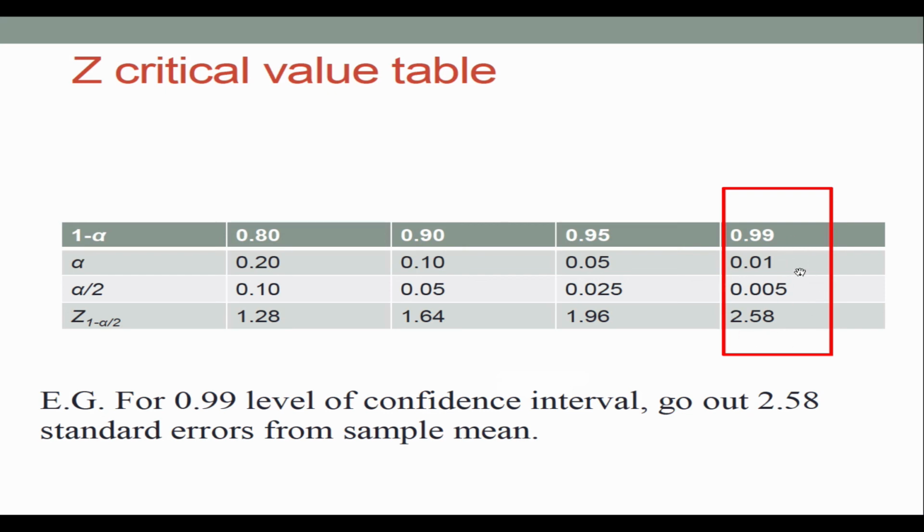So how to use this table? If you want to construct a 99% confidence interval, you just use this critical value for z, 2.58. So for the 99% level of confidence, you go out 2.58 standard errors from the sample mean. This gives you the 99% confidence interval.